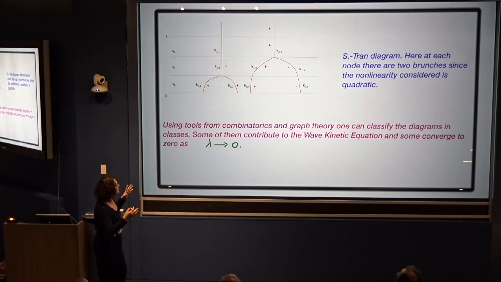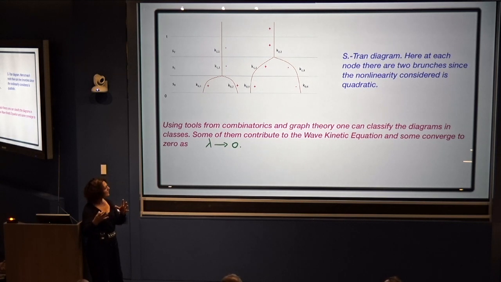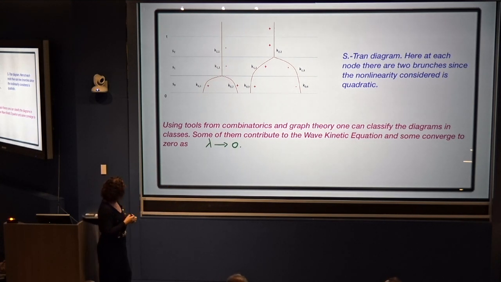So once you have all these diagrams, it's a zoo of diagrams, you have to analyze them and select them, and you learn that some of them are exactly the ones that will give you the explicit expression for the kinetic wave equation. And the other ones are going to have factors in front of lambda, such that when you take lambda to 0, they disappear. But you need to understand how to do this sorting.